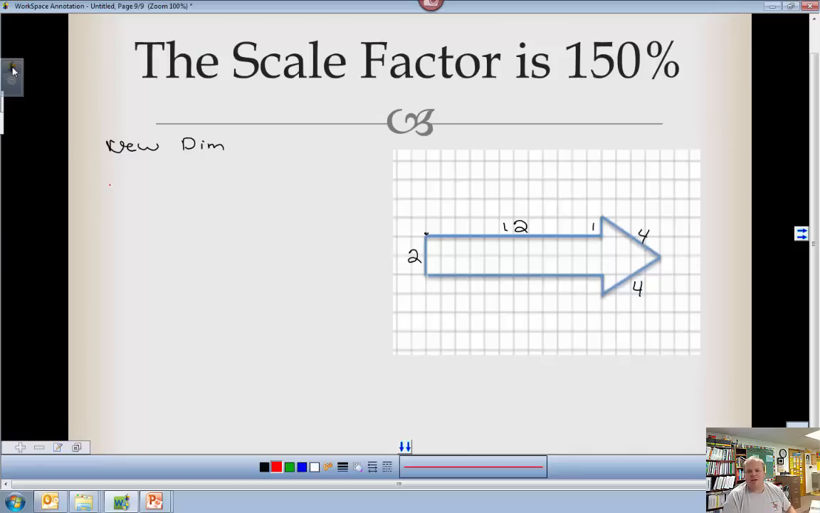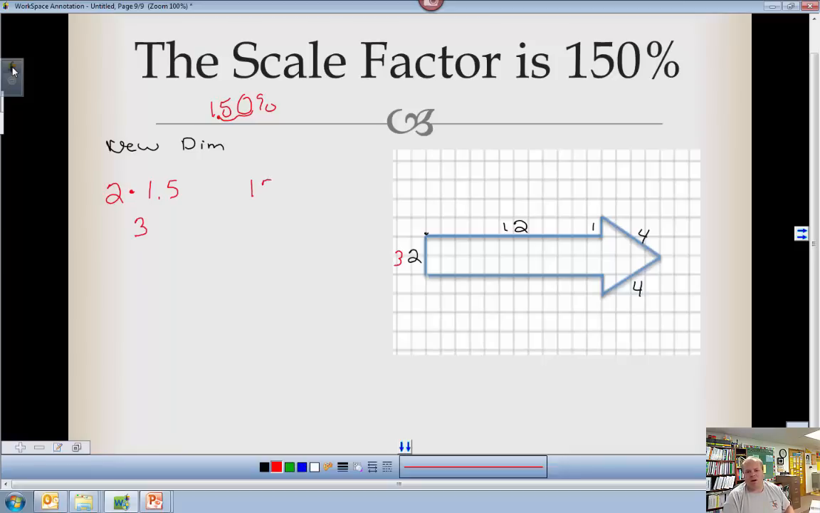So if I take 2, I can simply multiply it by 1.5. Now, you may ask, why did I get 1.5? Well, I took 150%. I moved my decimal 2 spots, 1, 2, to make it a decimal. Because if I make it a decimal, then I can multiply. So 2 times 1.5 is 3. So this new side is going to be 3 if I was to enlarge it.